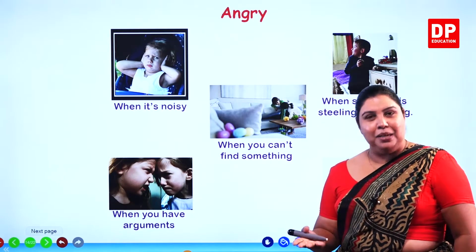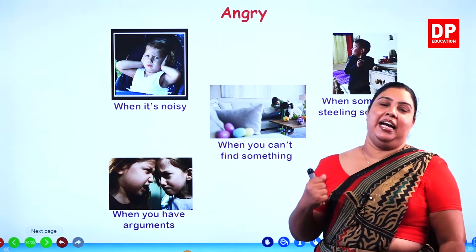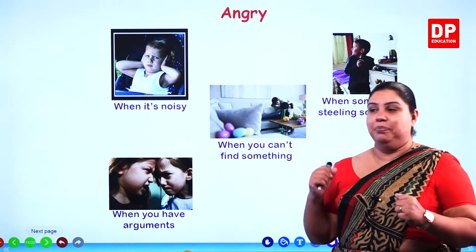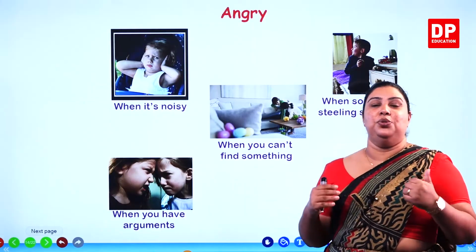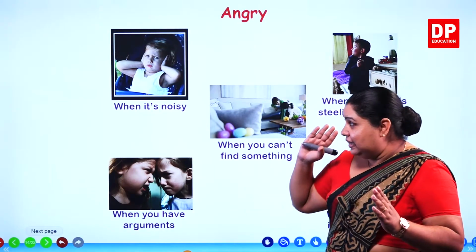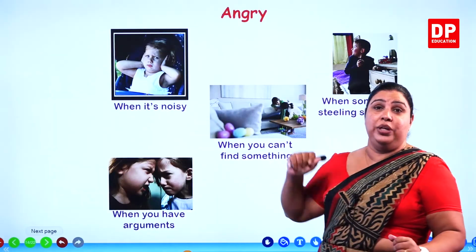නේද පුතේ? ඔයගොල්ලන්ටත් එහෙම දැනෙනවනේ. You will also get angry when there are arguments. One person is not listening to you. You give your opinion. They won't listen to you. So you get angry. As the same way, when it's noisy, you get angry.